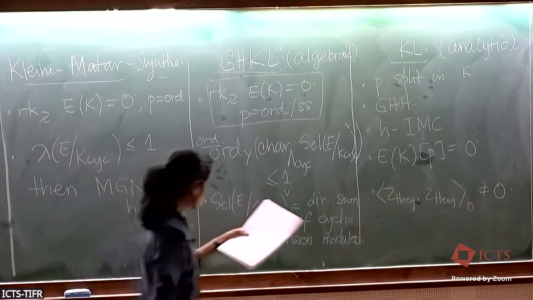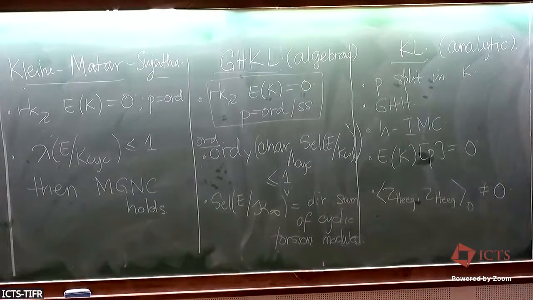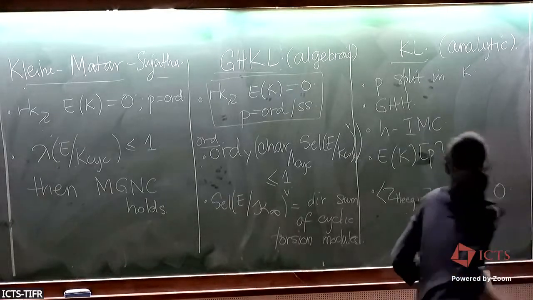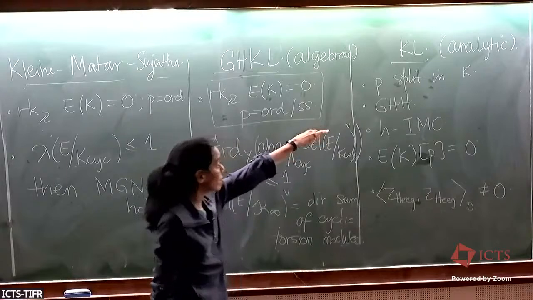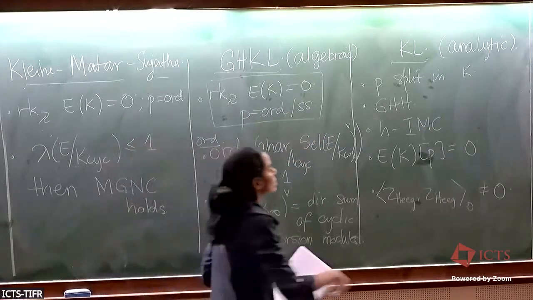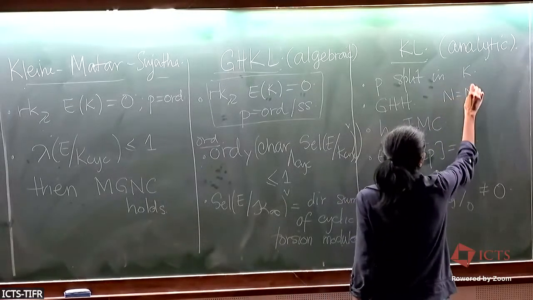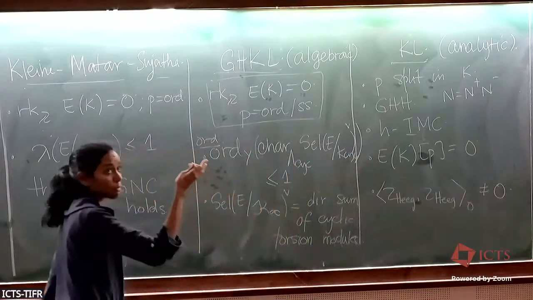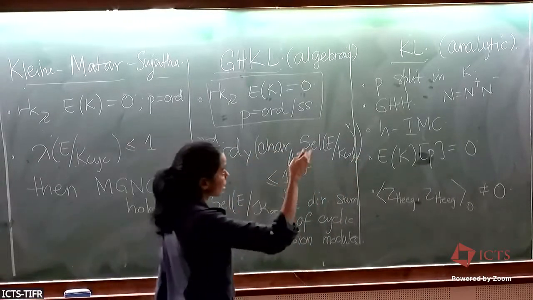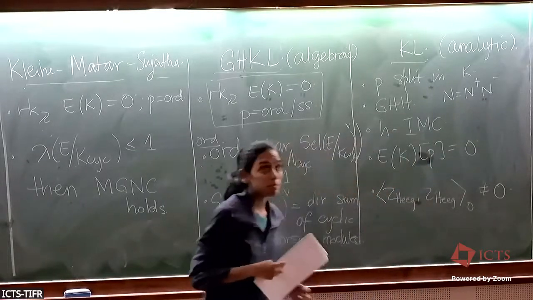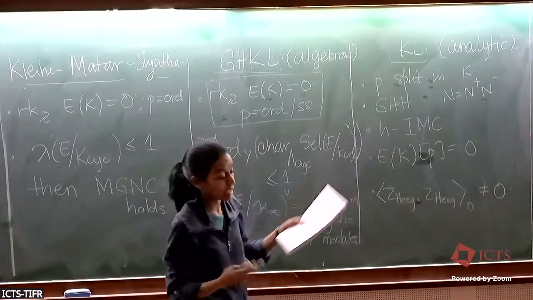Maybe I'll just tell you what GHH is in a second. This is just asking for, if you look at the conductor of E, the number of primes, you can write it as n plus and n minus, where n plus is the number of split primes in K, and n minus is the part which is inert in K. I'm asking for this to be even. The number of primes which are inert in K is even.